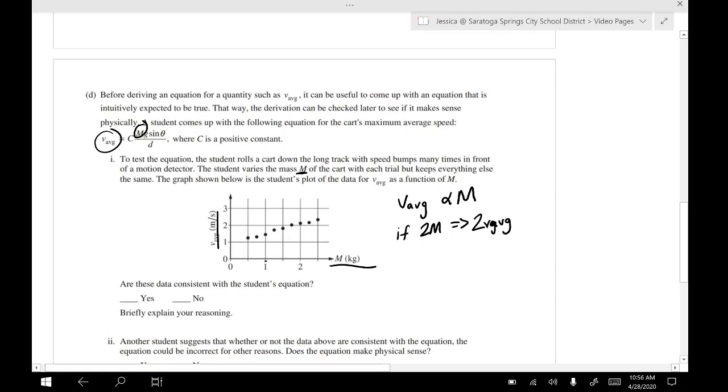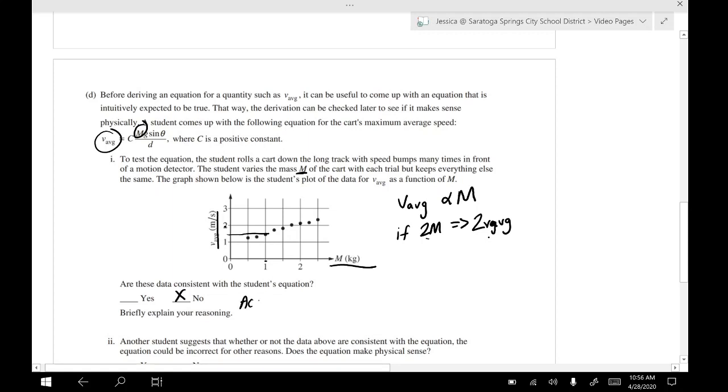So let's look at 1 to 2. At 1, a mass of 1, my velocity is at about 1.5. At 2, though, my velocity is only at 2. So that's not a direct relationship, which means this data is not consistent.